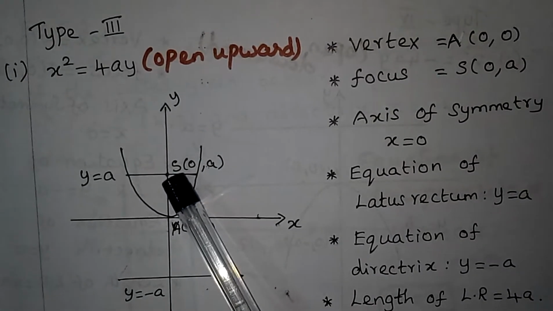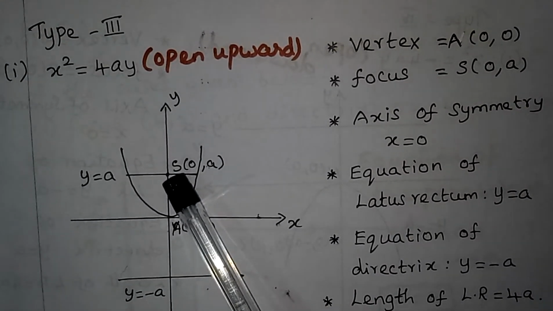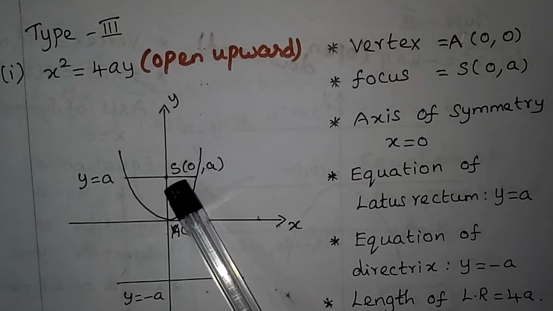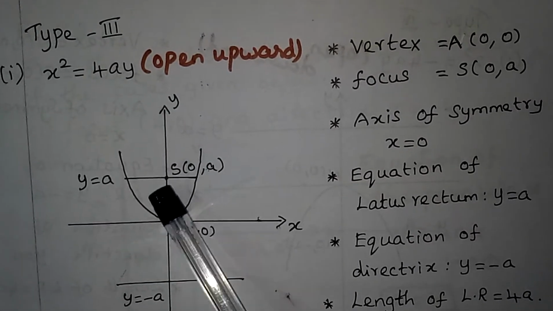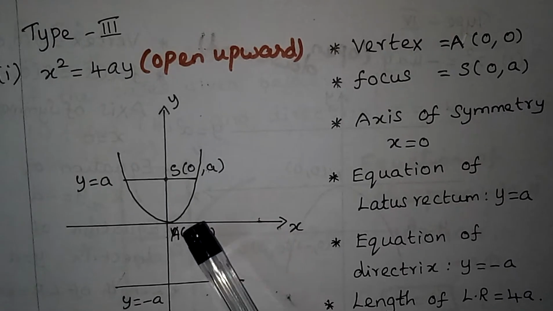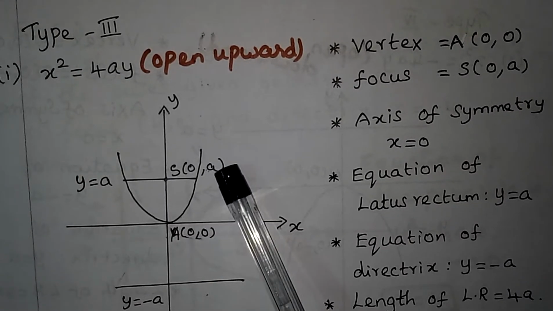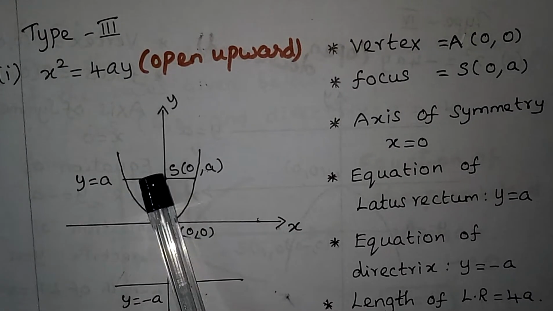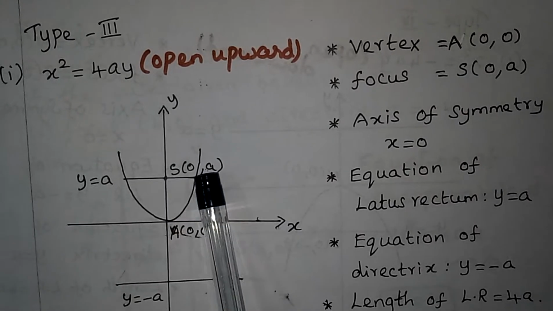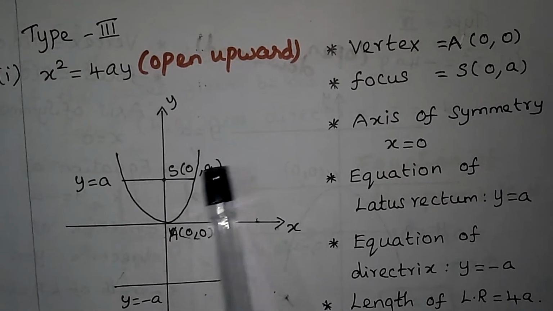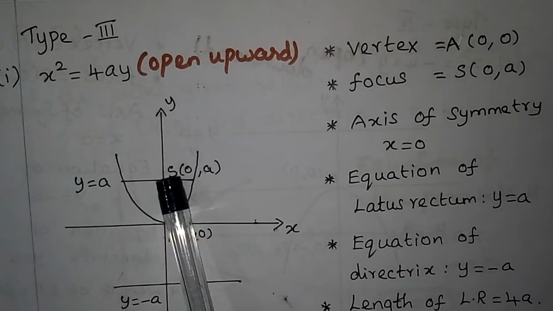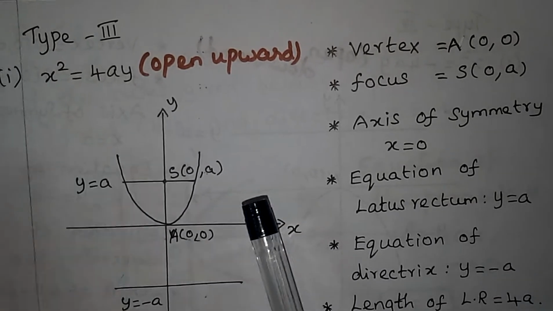So here we have to take the point along the y-axis. Y-axis means x value will be 0. So the focus is 0 comma a. Always the distance between vertex and focus will be a. Now you draw a perpendicular line to this focus, that is the latus rectum. Its y value you have to take. This is y equal to some value, that line. So y equal to a.